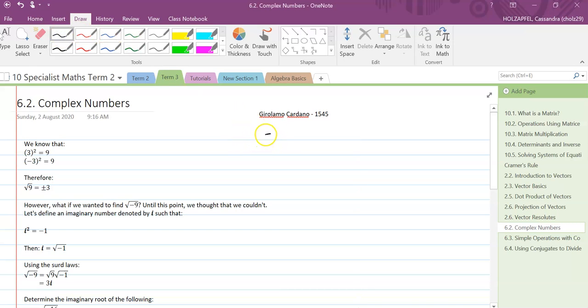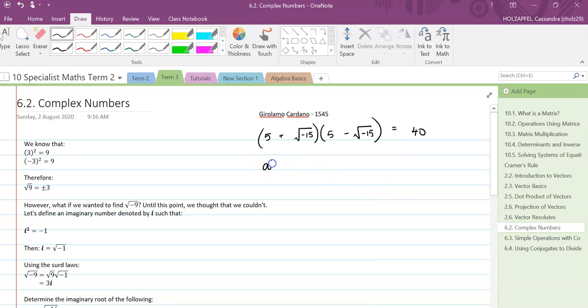So if I was to take 5 plus the square root of negative 15, and I was to multiply that by 5 minus the square root of negative 15, I get 40 as my answer. How can this be true when we can't find the square root of a negative number?